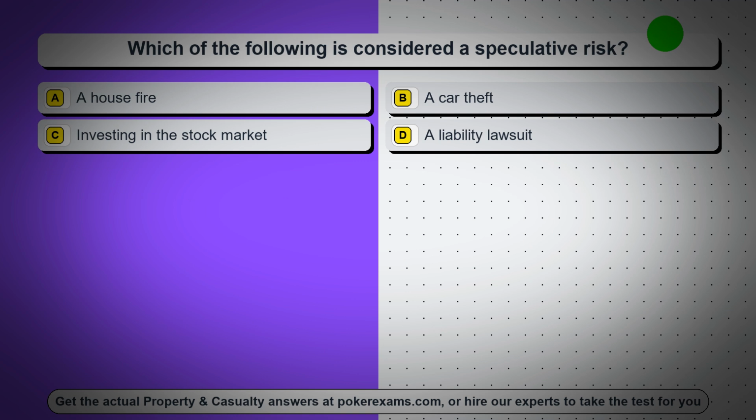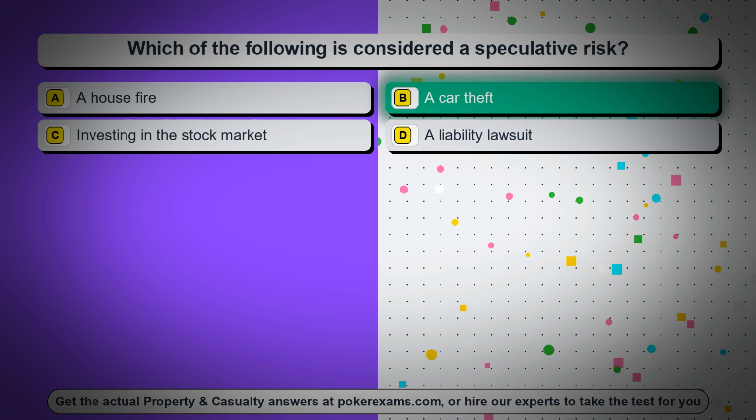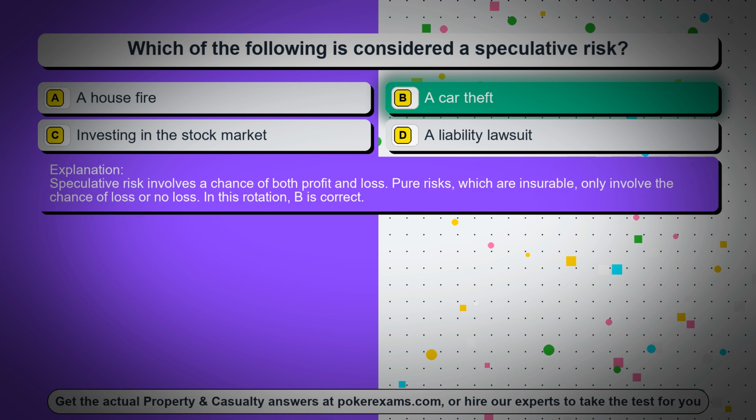Question 2. A patient with a spinal cord injury at T1 develops hypotension and bradycardia. The nurse suspects: Option A, Hemorrhagic shock. Option B, Neurogenic shock. Option C, Cardiogenic shock. Option D, Anaphylactic shock. The correct answer is option B, a car theft. Neurogenic shock results from loss of sympathetic tone, causing vasodilation, hypotension, and unopposed parasympathetic activity, bradycardia. In this rotation, A is the correct position.